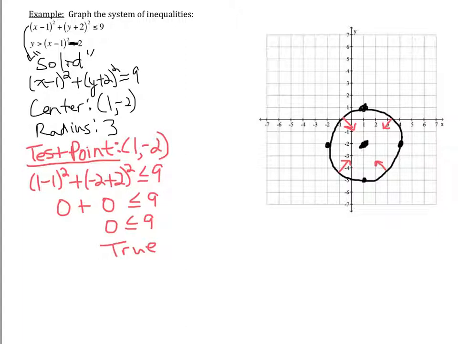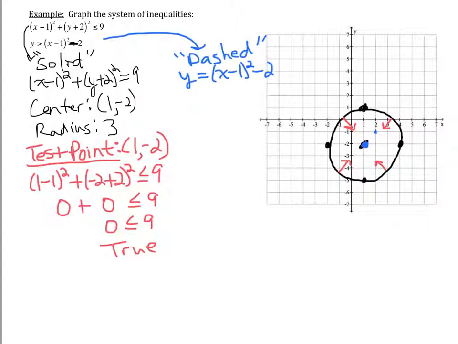And now I'm going to go to the other inequality, which we hadn't talked about yet, which is y > (x − 1)² − 2. This graph is going to be dashed. The associated equation is y = (x − 1)² − 2. And that's a parabola with its vertex at the point (1, −2). If you want to think about it in terms of transformations, you shift the parabola to the right 1 unit and down 2 units, and that'll be your graph. And so this one has its vertex at the center of the circle.